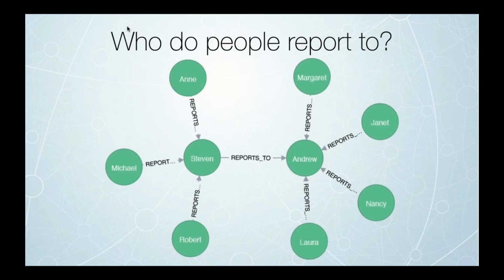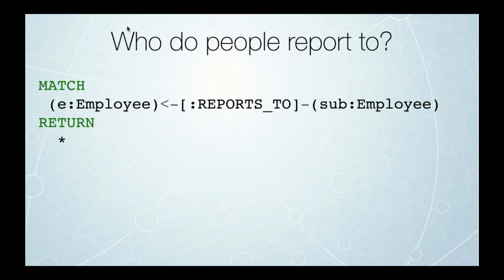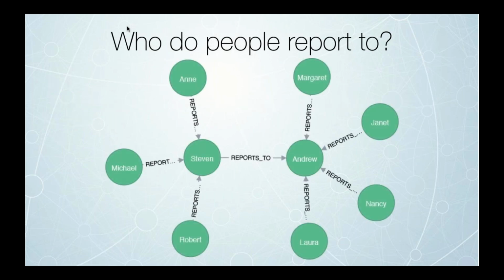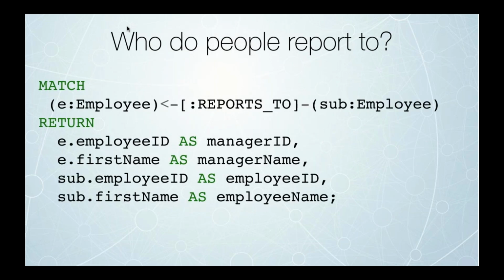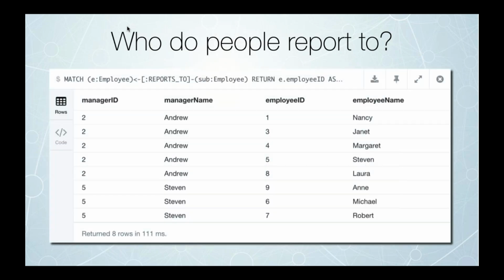So who do people report to is the most basic query. Find me an employee, we'll call it a subordinate, that's just an alias, SUB, reporting to another employee, and return that, and that returns a graph. And if we want to get a little bit more detail about those people and return it as a table, so you can process it as you ordinarily would process a table, you can do that. You're returning specific properties of the employee and returning those as a table.